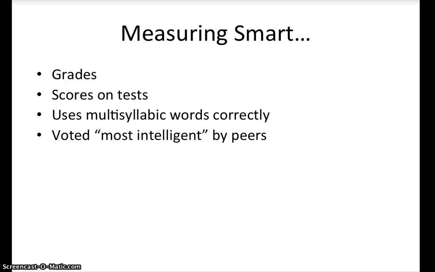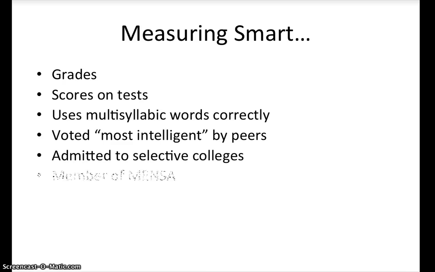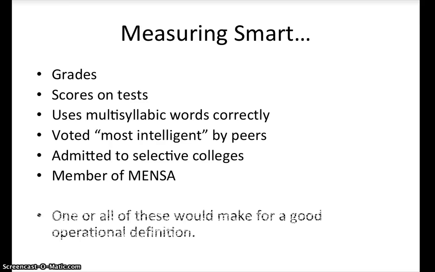Or maybe those people who are voted most intelligent by their peers are the only ones you would consider to be smart. Perhaps those admitted to selective colleges are smart, or even those who are members of high IQ societies like Mensa would be considered smart. Any or all of these definitions would make for a good operational definition. These are all measurable. These are pretty concrete. More than one person could use these definitions and reliably measure what it means to be smart in your study. So any of these could work.